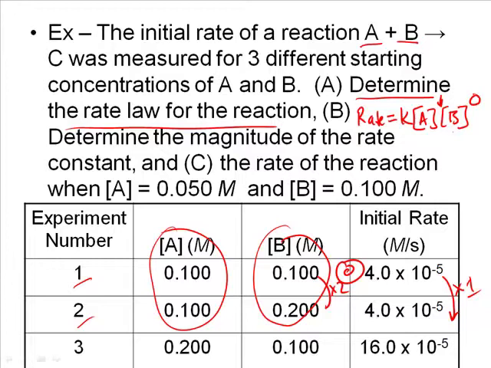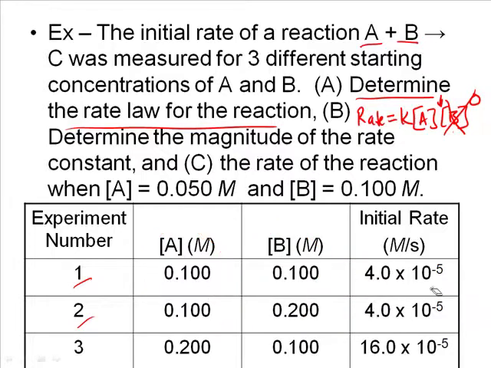And when you write your final rate law, you will not include B because, as you can see, look at B. When B changes, what does the rate do? Nothing. That means B has no effect on the rate at all, so B will not be included in our rate law because it has no effect on the rate. Okay? So then let's look at A.